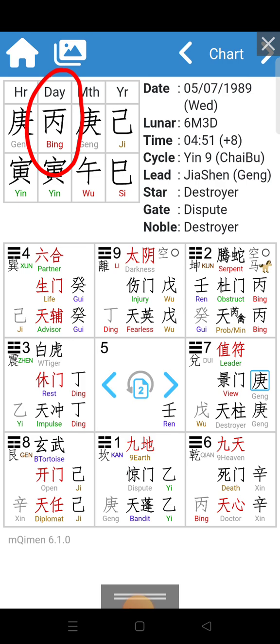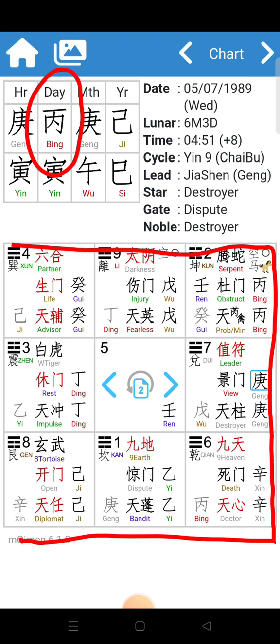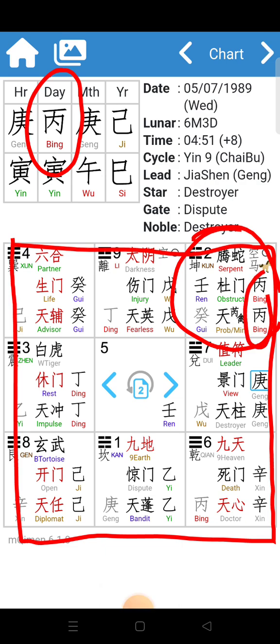Where is the day? The day is represented by the symbol called Bing. Next, we need to find where the Bing is located among the nine different boxes. Bing is in box number 2. There's also another one in box number 6, but it is more of a gray color, so we ignore the gray one and focus on the darker one, which is box number 2.